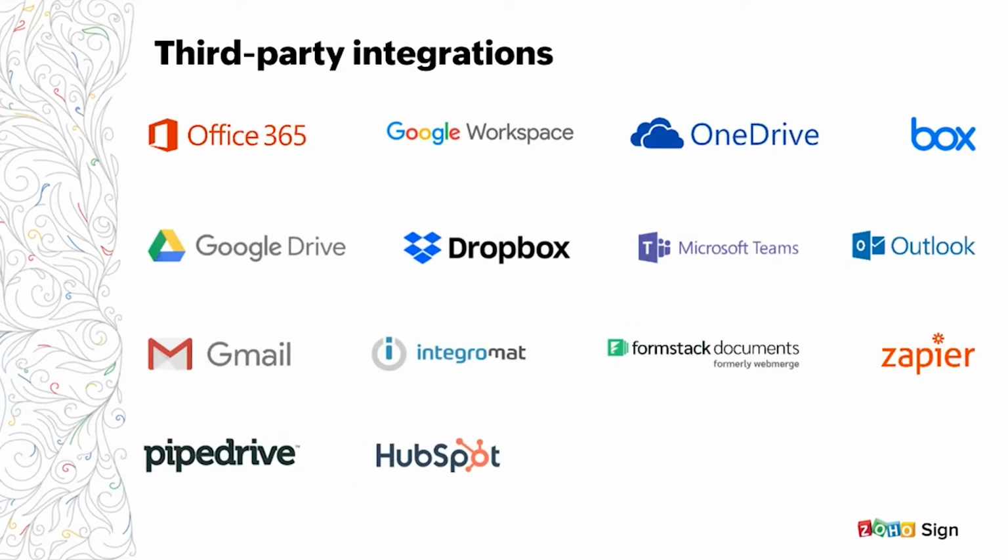We do offer third-party integration with ecosystems like Google Workspace and Microsoft 365 and with cloud providers such as Dropbox, Box, OneDrive, and Google Drive. You can sign documents directly from your mailbox in Outlook and Gmail, or your Sales Hub in HubSpot and Pipedrive, or simply connect ZoSign to thousands of other web applications via platforms like Zapier and Integromat.